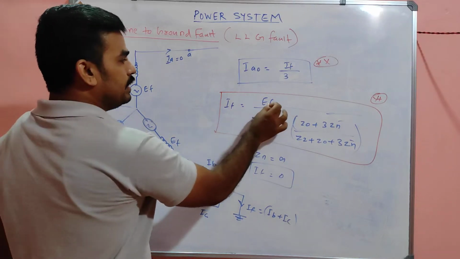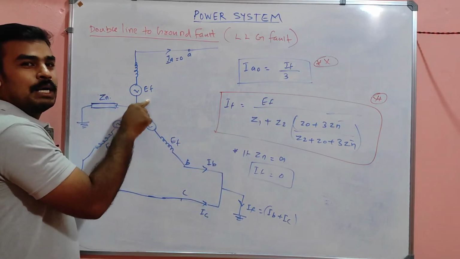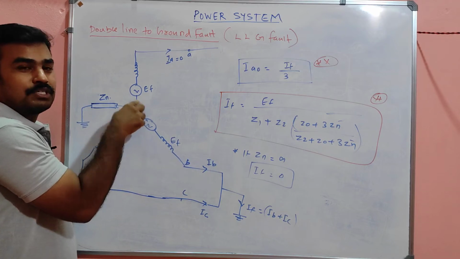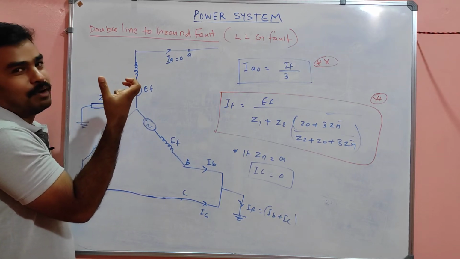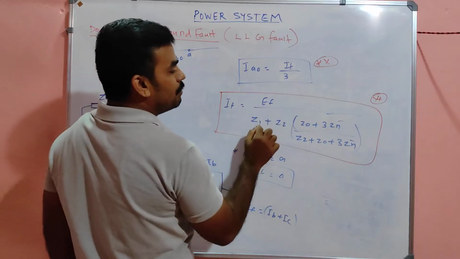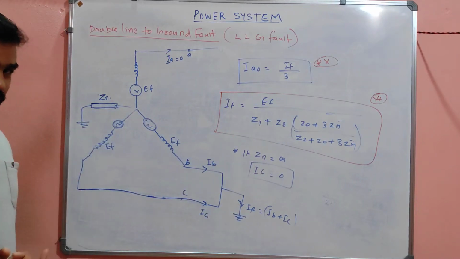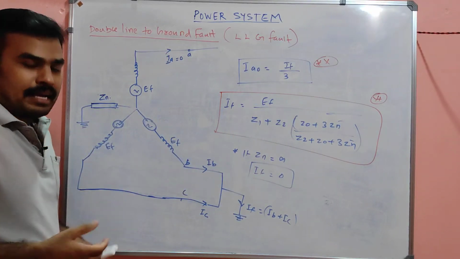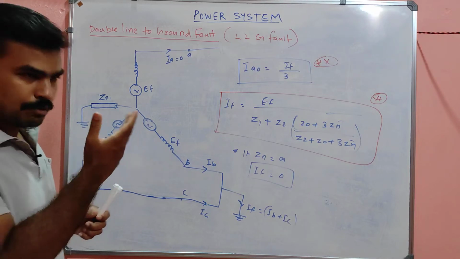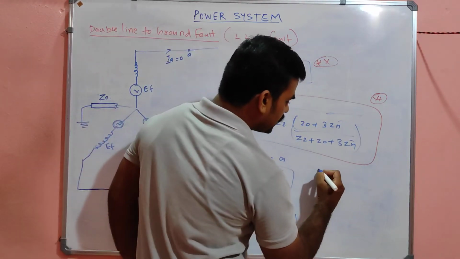IF is nothing but EF, the positive sequence induced EMF of the alternator. EF divided by Z1 is the positive sequence impedance. What is this Z1 actually?